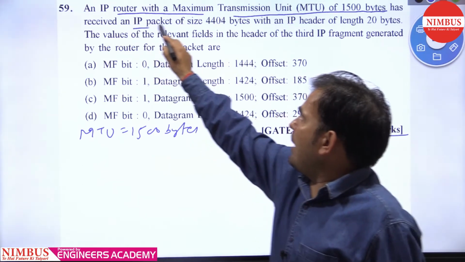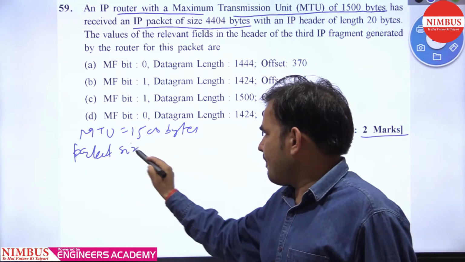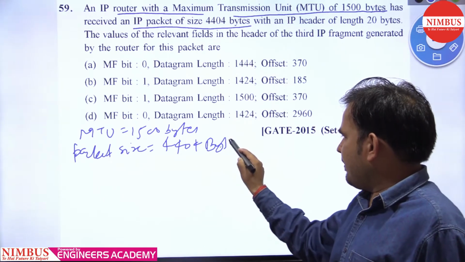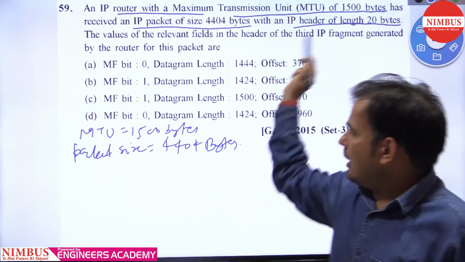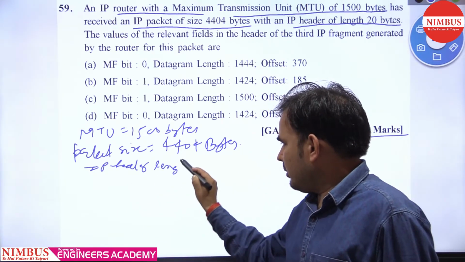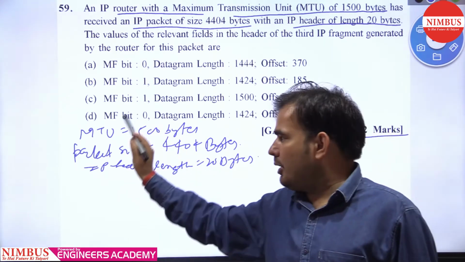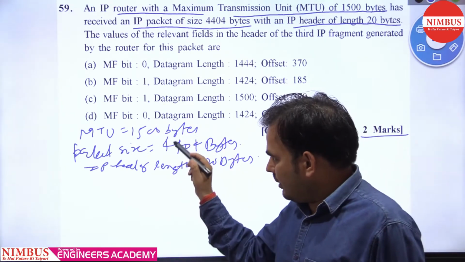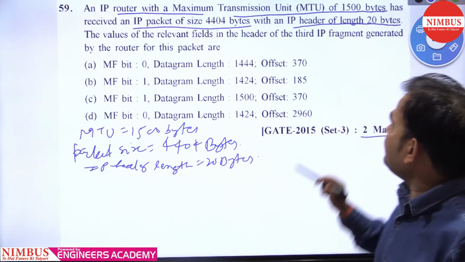It has received an IP packet of size 4404 bytes, with an IP header of length 20 bytes. The IP header length is 20 bytes. In the maximum transmission unit, this 20 bytes is also included. So how many bytes of data can we transmit? 1480 in one fragment.